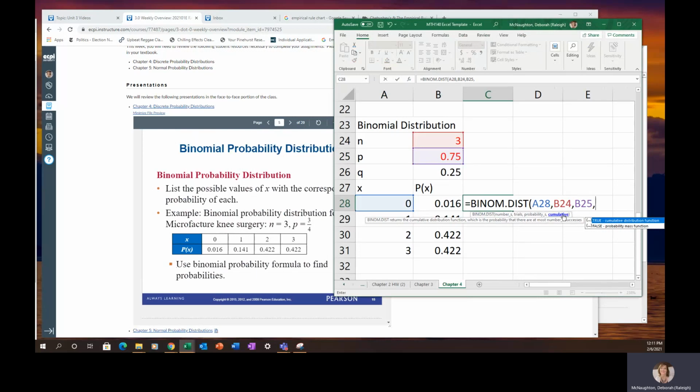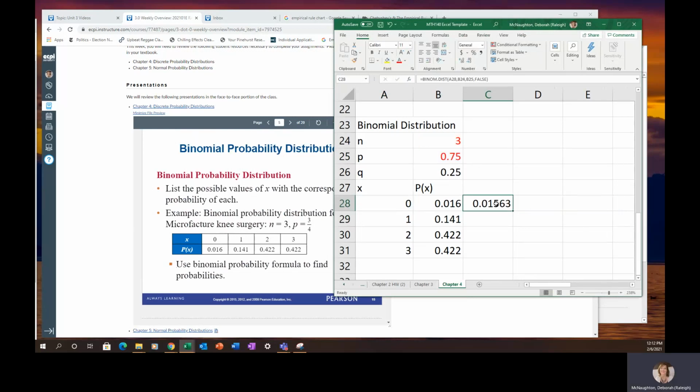Remember the cumulative distribution, it would give me the probability of X plus all previous things. So this time it would just give me the probability of 0 successes. But if I use this for when X is 1, it'll give me 1 success or 0 successes. And I want this to only give me this one. I'm looking for P(X) exact, not cumulative. So I'm going to put in false. And there we go. And now let me also make this one to 2 decimal places.